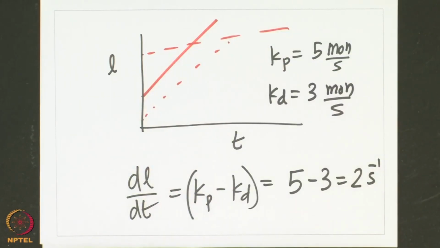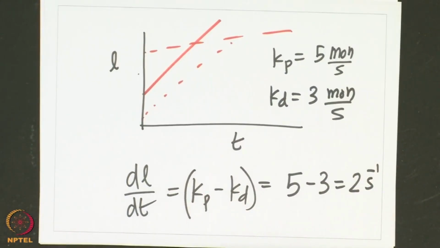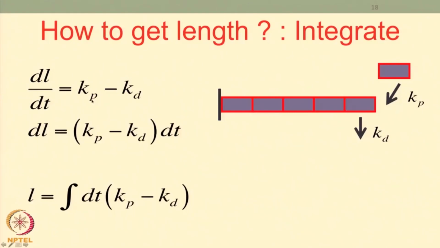But as we know, it could be any straight line. There could be infinite lines which have slope equal to 2, just like we saw just now. So, how do we now get the precise straight line, the precise curve of actin length versus time? How will we get it? Let us look at here. What we know is dL/dt is Kp minus Kd. I could write dL is equal to Kp minus Kd times dt. I take this dt this side.